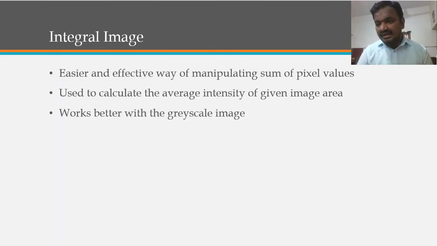Also, in order to detect the face, we use a mechanism called the integral image. The integral image is the sum of pixel values. For the four pixels, we do that sum so that we get the average intensity of the given image area. That works better with grayscale.